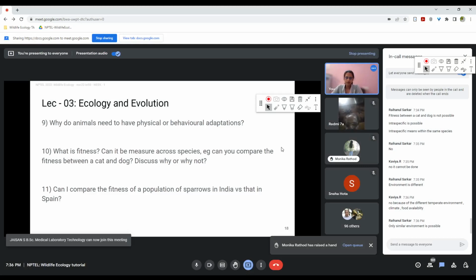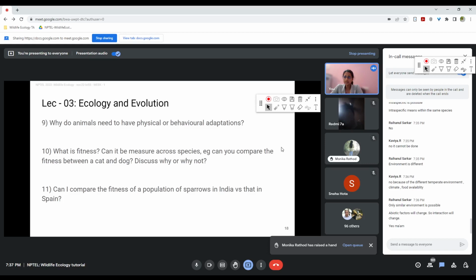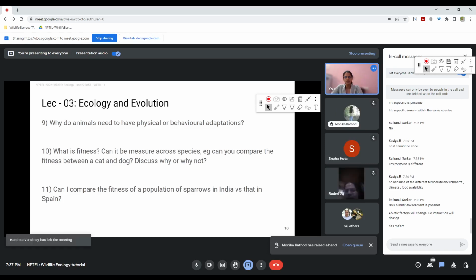So to compare two populations, they have to be subjected to, yeah, correct. So yes, abiotic factors will change, even biotic factors will change, like probably the grain is different. Assuming that the sparrows are granivorous birds, that means that they eat only grains. The food resources are different in Spain and in India. So yes, definitely interactions will change and definitely fitness levels will also change, they won't be comparable between the two populations. Yes, all right.